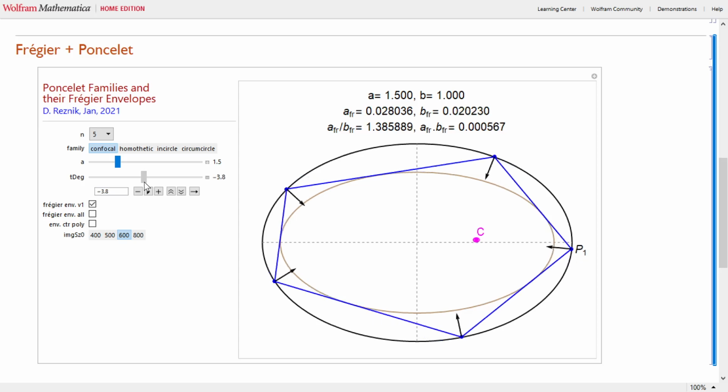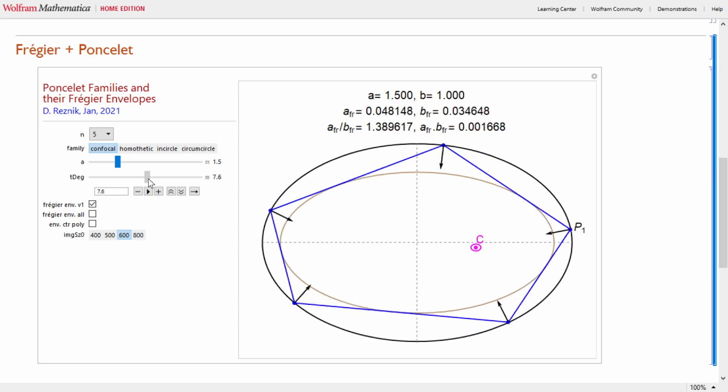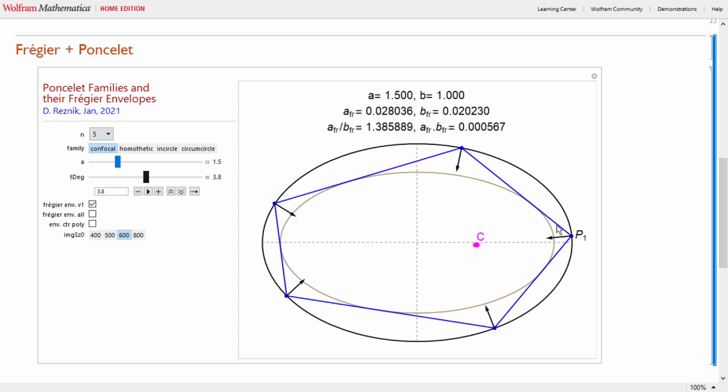In this situation here, you can see that the angle at P1 is almost 90 degrees. So my Frégier envelope is shrinking to a point. I don't control that directly, but it is the case that this 5 periodic is going to go through something close to 90 degrees. It's probably not exactly 90 degrees because that's not shrinking to an exact point, but it could be close in this position here. Okay, so that angle there is close to 90 degrees.